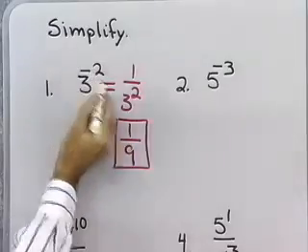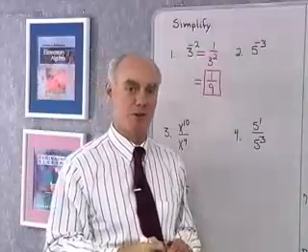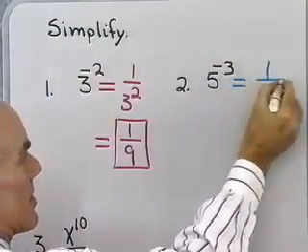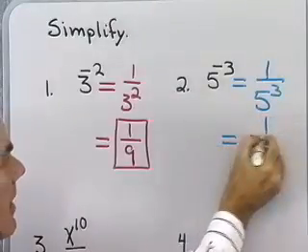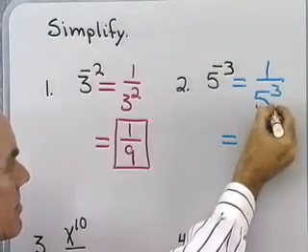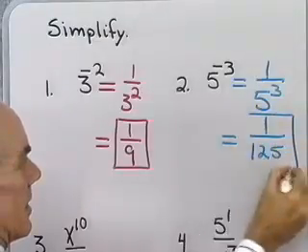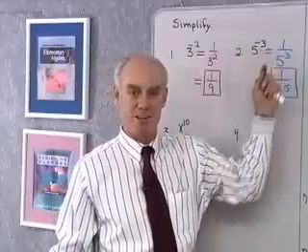So 3 to the negative 2 comes out to be 1/9, and you can see my negative exponent gives me a reciprocal. Here's our next one. 5 to the negative 3 likewise is going to be 1 over 5 to the positive 3. Now I can take 5 to the third power. 5 times 5 is 25, times 5 again is 125. So you see again I get a reciprocal for 5 to the negative third power.